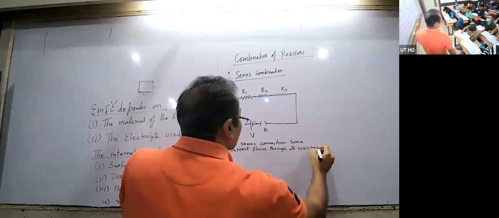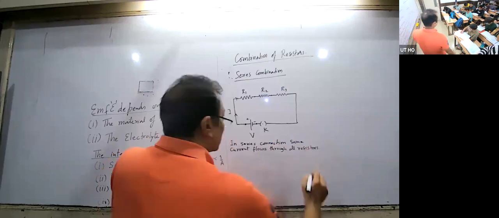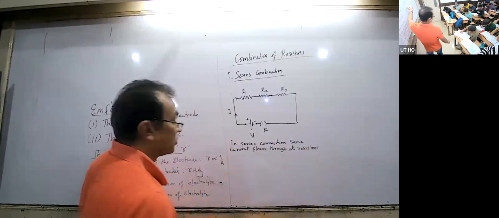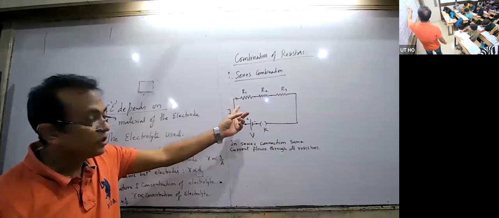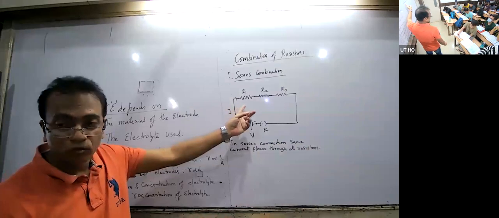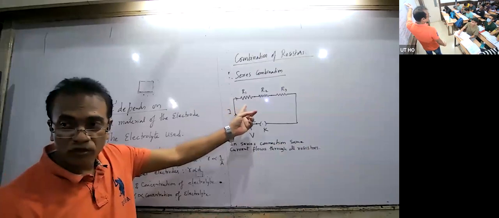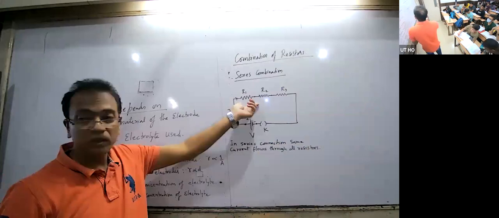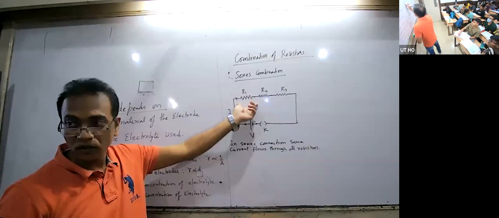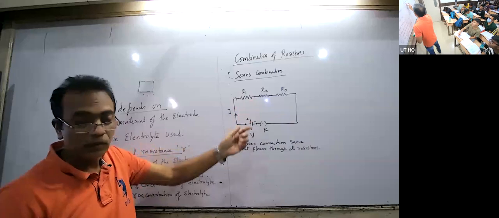Okay, what about potential difference? So if you apply Ohm's law, what is the current flowing through R1? I. So the potential drop will be IR1. Okay, so every resistance will have a potential drop.